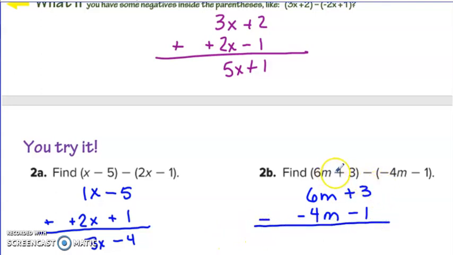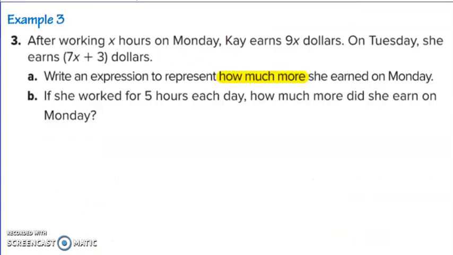Okay, next thing we've got here is that we've got to do some changing so that we're doing addition. Now we got 3x plus 1x, that makes 4. Excuse me, that's 3 plus 1 equals 4, a positive 4. And then we've got 6 plus 4 equals 10m. How'd you do? I hope you did fine. Okay, moving on to the next one.